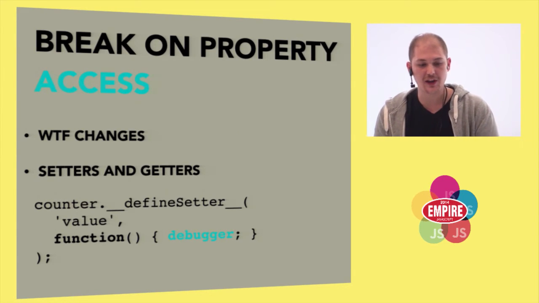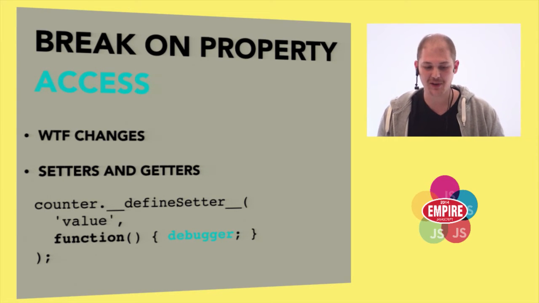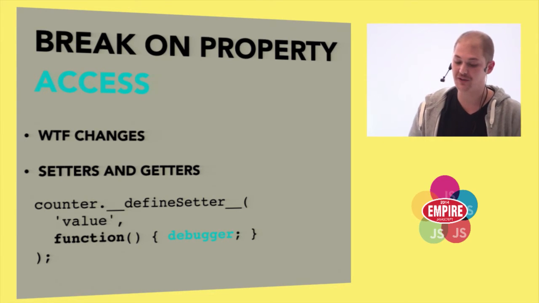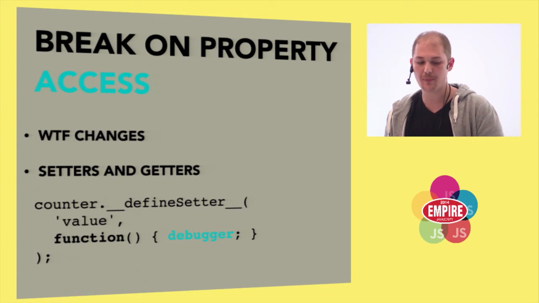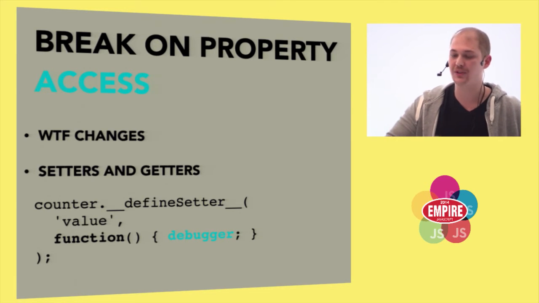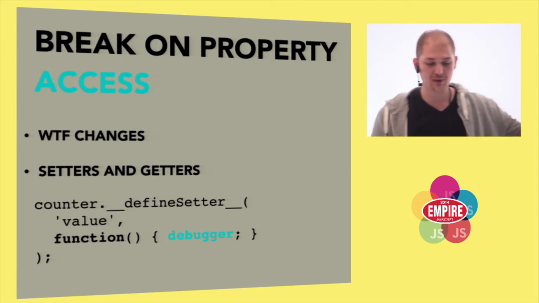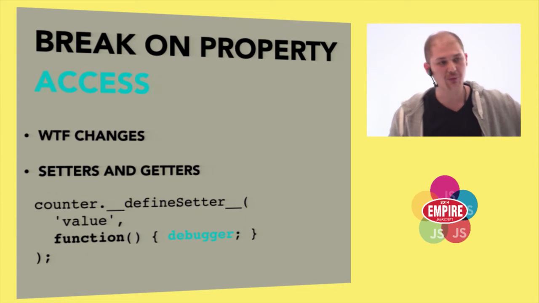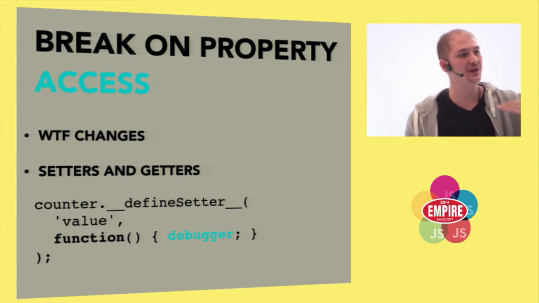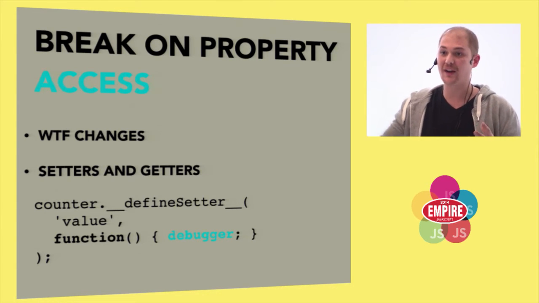So another thing is breaking on property access. So WTF changes are basically changes that happen from under your feet. You don't know what part of the code base has changed a property on your object. And a good way to break when that happens is to use getters and setters. In this example, I'm putting a setter on the value property on the counter object, and whenever that changes, the debugger would set a breakpoint, and then I'll look up the call stack and find the offending code.